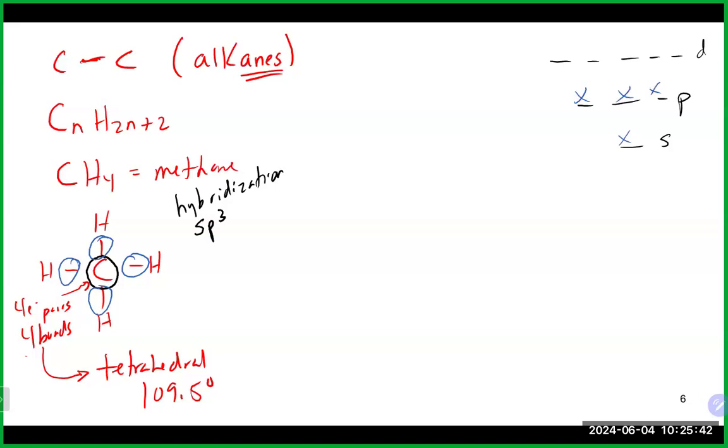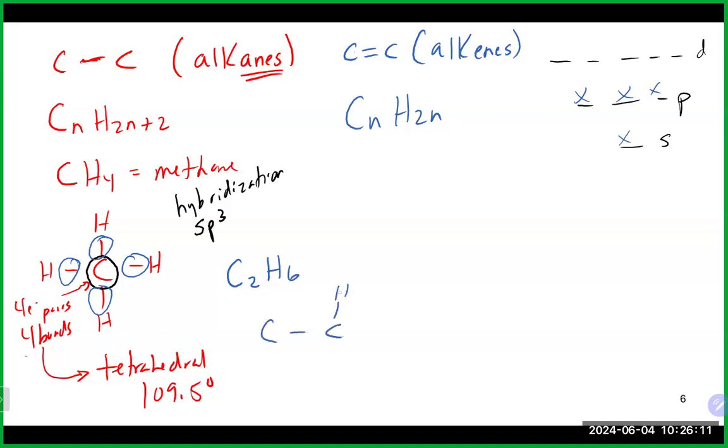Now, they can also make carbon-carbon double bonds, which is the functional group for what are known as alkenes. And alkenes have a basic form of CnH2n. And for example, if we looked at here our C2H6, we could have an alkane that looks something like this.